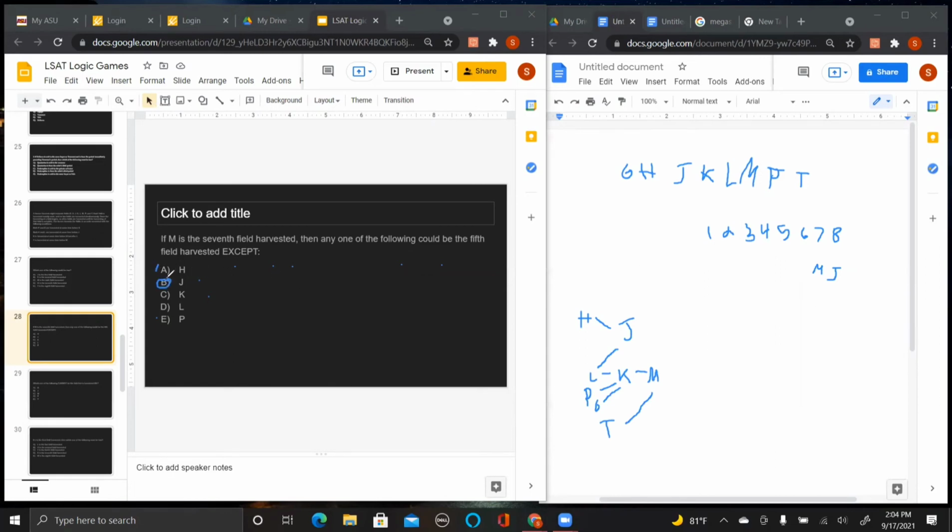Simple enough. Done. We already know it has to go last. It cannot go 5th. Done. Some of these are very easy. You just have to know what your rules entail, and then you can just pick it out right away.